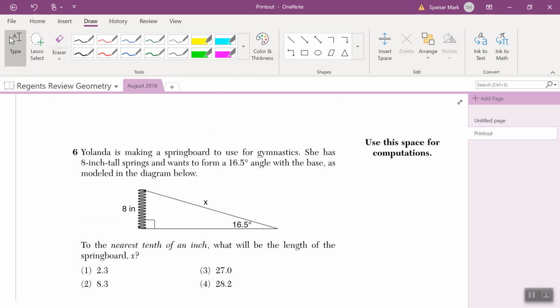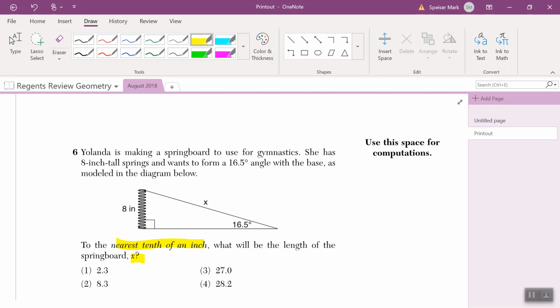Question 6. Yolanda is making a springboard used for gymnastics. She has an 8-inch tall spring to form a 16.5 degree angle at the base, as modeled in the diagram below. To the nearest tenth of an inch, what's the length of x?